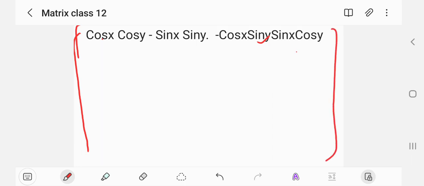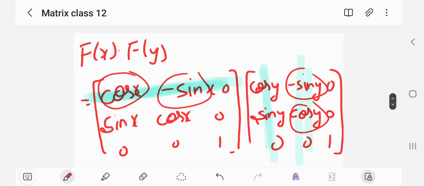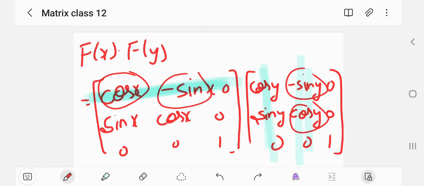This is a matrix, and this is the first entry, this is the second entry, third entry will be 0. Why will it be 0? Because when I multiply this cos x with 0, I get 0. This sin x with 0, I get 0. This 0 with this one, I get 0. So all will become 0.